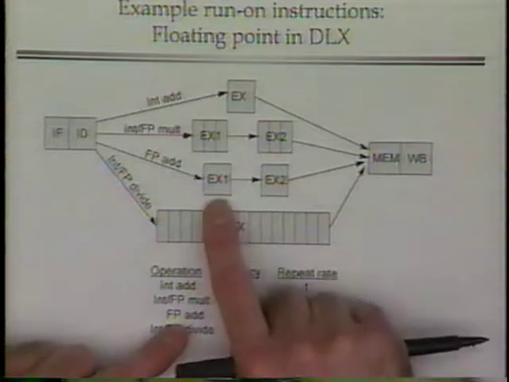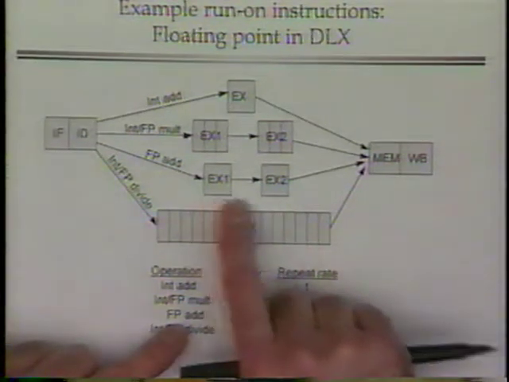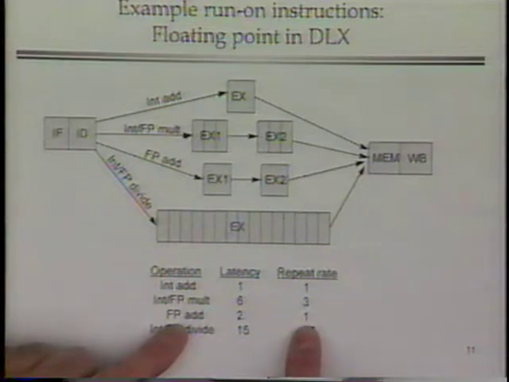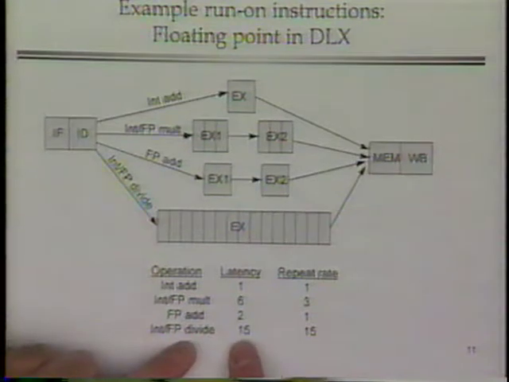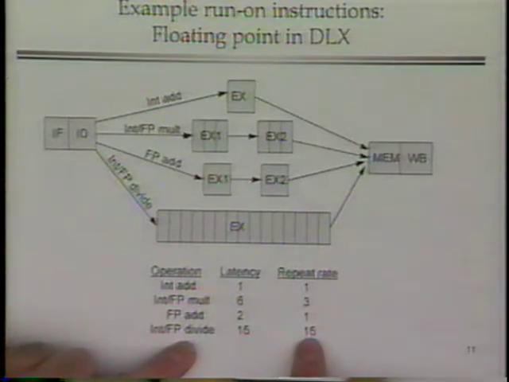In the case of floating point add, it's a fully pipelined execution unit, at least as shown in this diagram. But there are 2 stages to it, so its latency is 2, but you can repeat a new entry into that floating point add pipeline every cycle. In the case of the floating point divide, in fact, it's a non-pipelined execution unit that takes 15 cycles. So the latency to produce a result is 15 cycles, and you can enter a new instruction into that stage only once every 15 cycles.